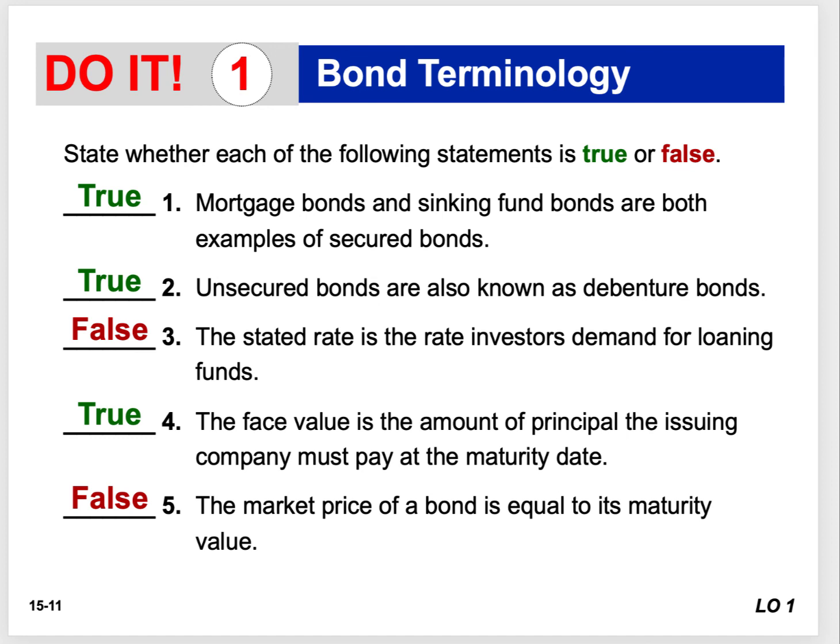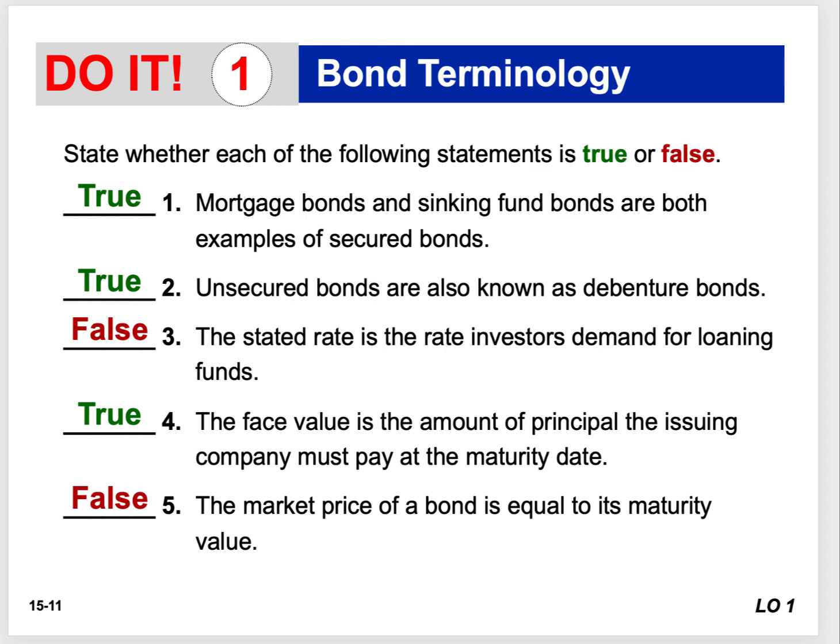The bond terminology, right? Make sure you understand this, okay? We talked a lot about these definitions, right? Mortgage bonds, sinking fund bonds. These are both examples of secured bonds. That's true. Remember, a mortgage bond is secured by real estate. Same thing with a sinking fund bond, right? The company sets money aside. It's restricted money. They can't use it. It's set aside for the sole purpose of paying this bond, okay?